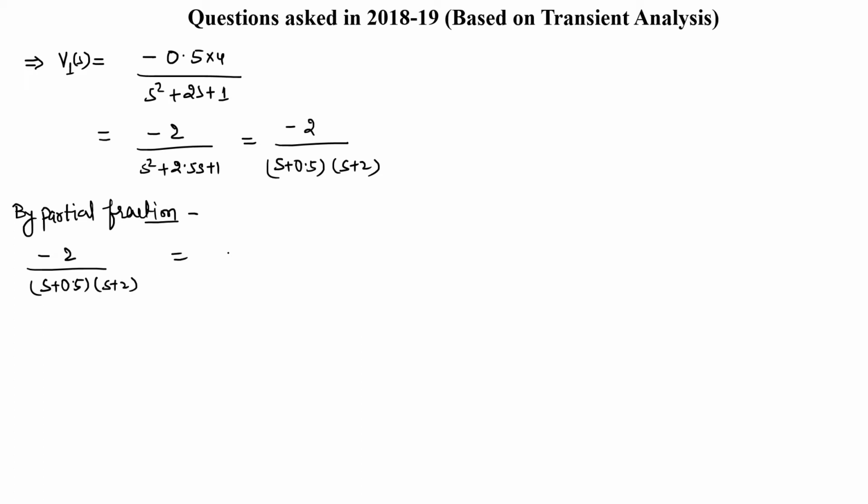S plus 2 equals A divided by S plus 0.5 plus B divided by S plus 2. On partial fraction, on solving it, we will get the result A as minus 1.33 and B as 1.33.